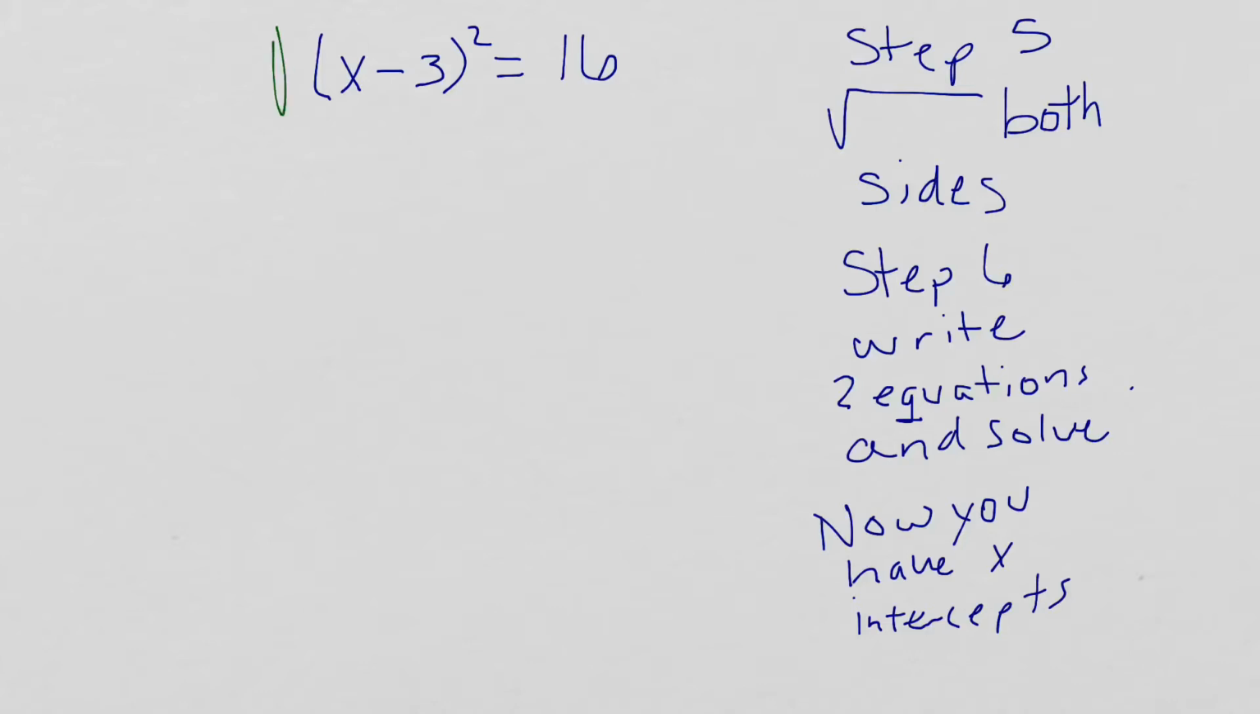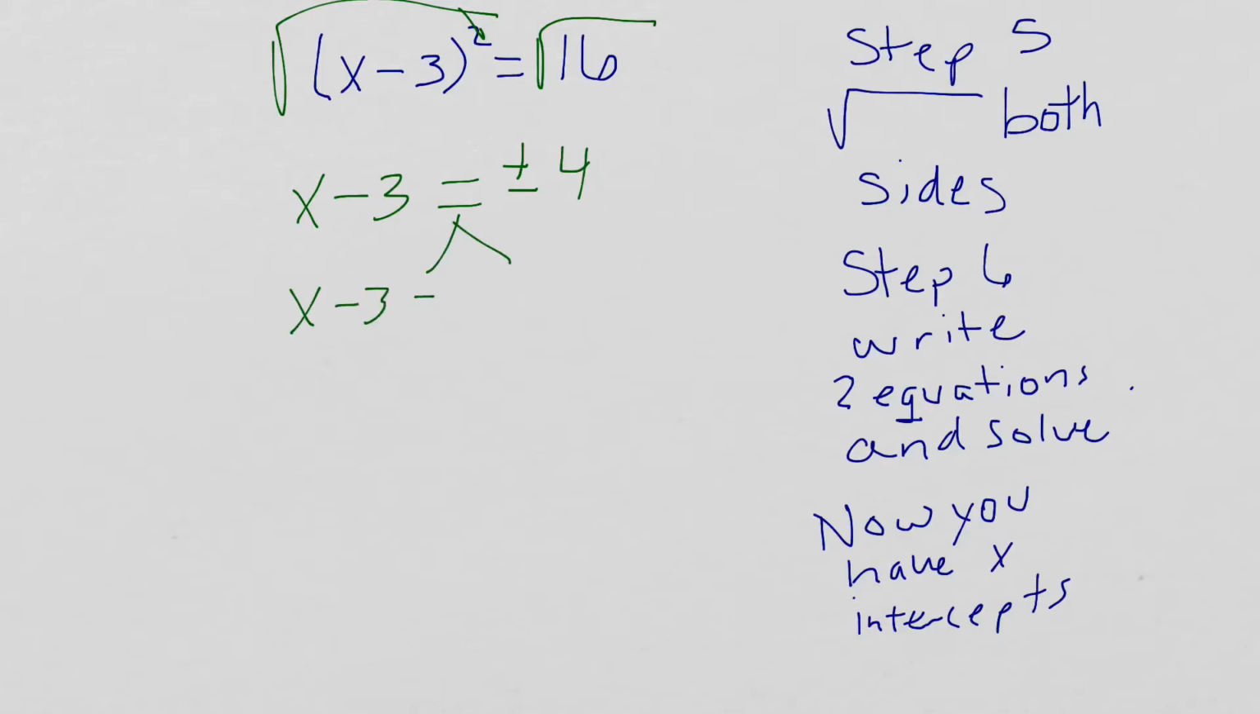Step 5, square root both sides. That knocks out the square, so now I have x minus 3 is equal to positive or negative 4. Step 6, write the two equations. X minus 3 is equal to 4. X minus 3 is equal to negative 4. Now we're going to go ahead and solve for x. Add 3, add 3.